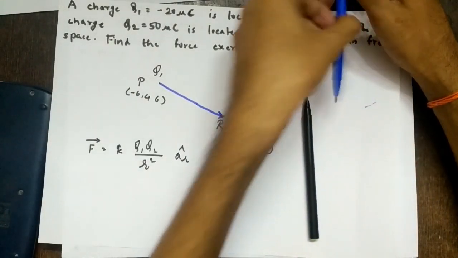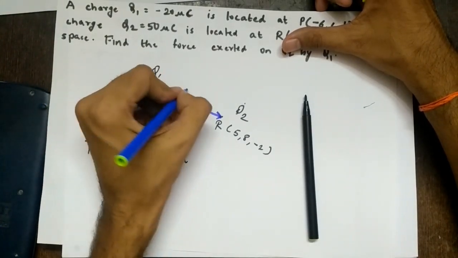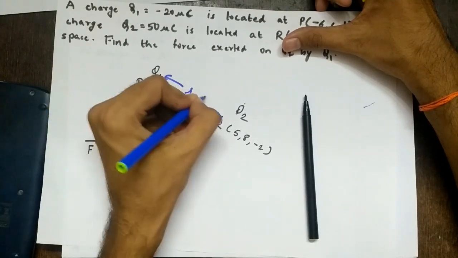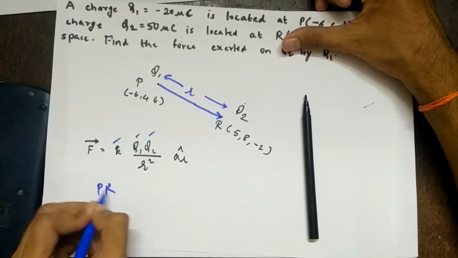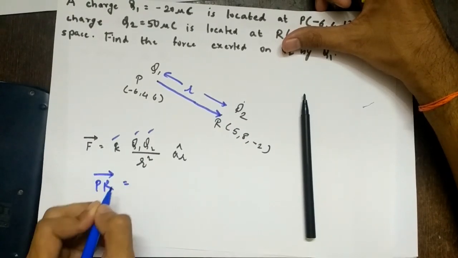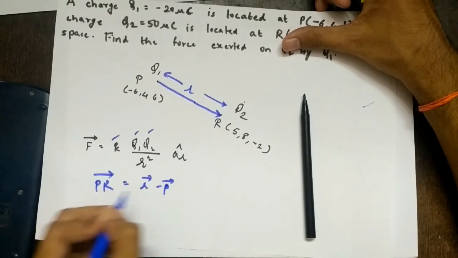So what is k? We know k. Q1 is given, Q2 is given. So small r we have to find. What is small r? This distance is small r. For that we need to find the PR vector. So what will be the PR vector? R vector minus P vector.